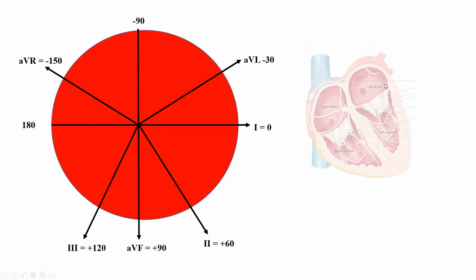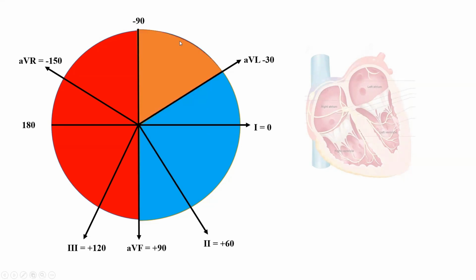Now, what are the normal ranges? What do we need to know? This is the normal axis. The blue pie is the normal axis, which is between positive 90 and negative 30. So anything in between these numbers is a normal axis. Even minus 30 and positive 90 are normal.